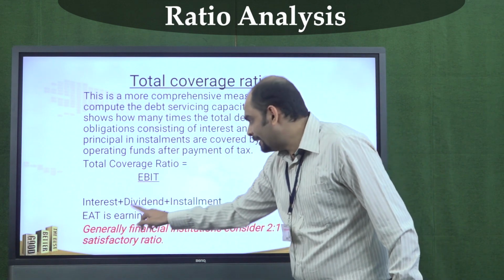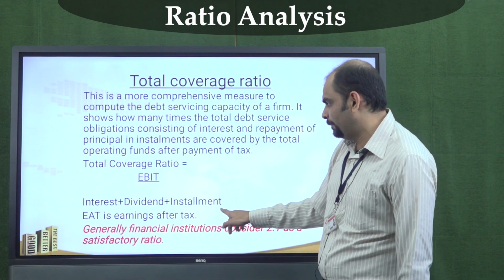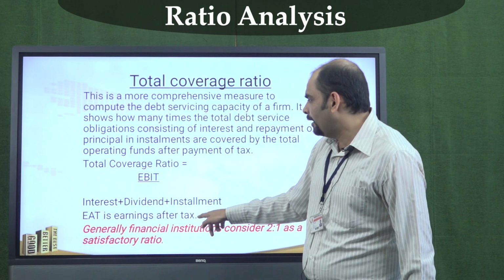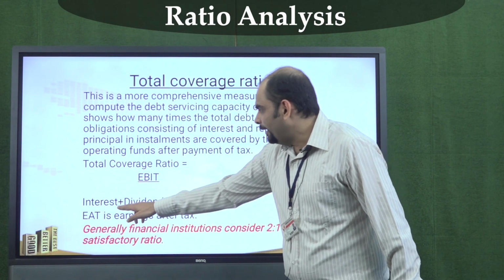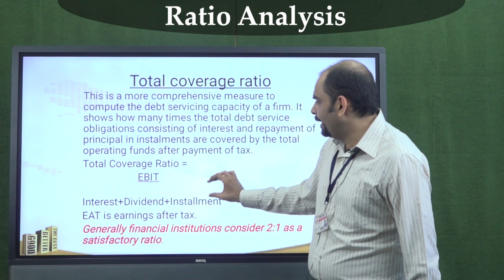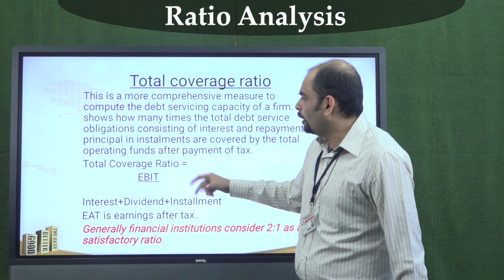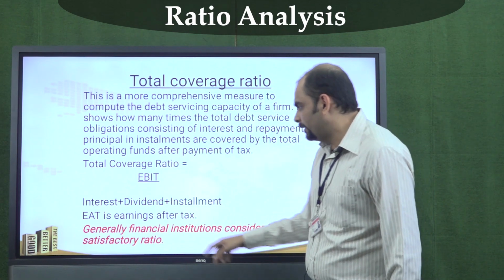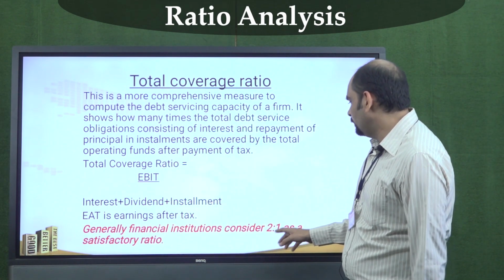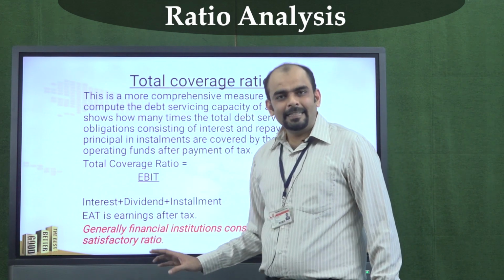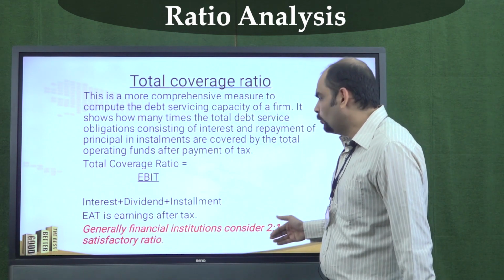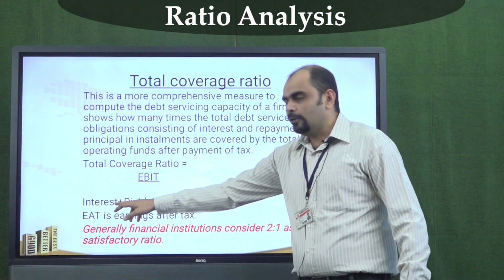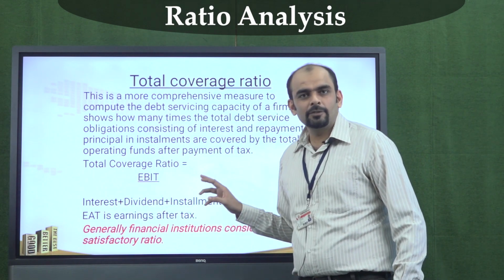profit. So interest plus dividend plus installments, right? So it is earnings after tax. Interest, dividend and installment, how many times you are able to cover with your current profit. That is what this ratio explains. Generally, financial institutions consider 2:1 as a satisfactory ratio. It means you should have 2 times the profit of the total of all these things: interest, dividend plus installment of loan.